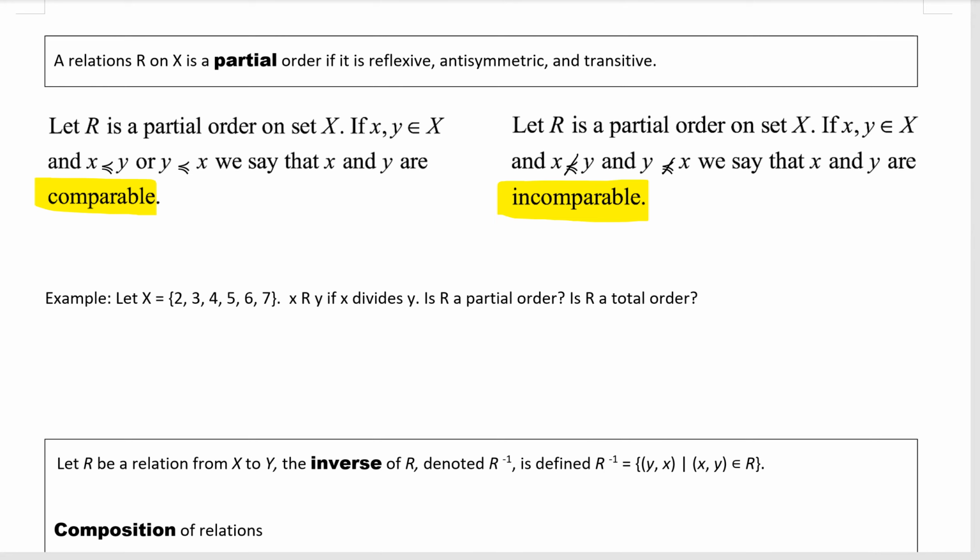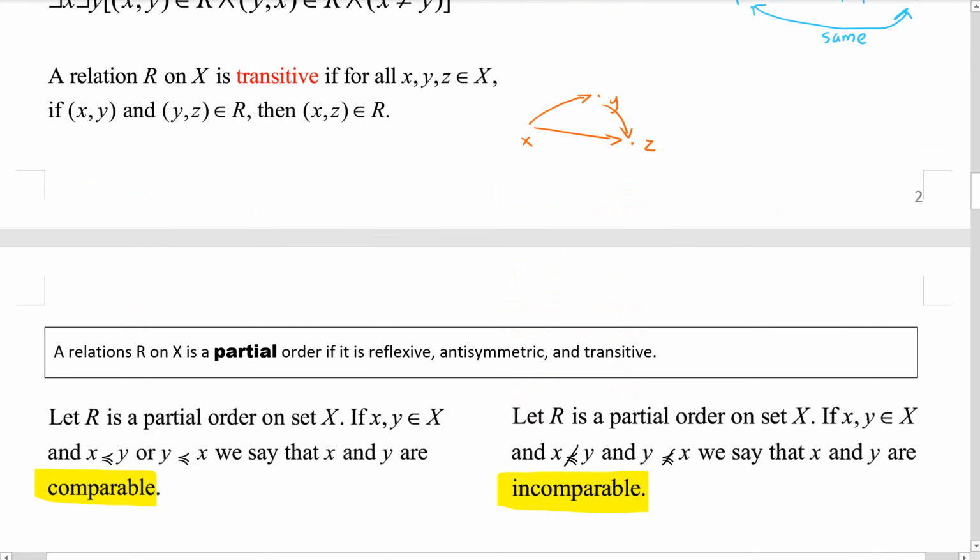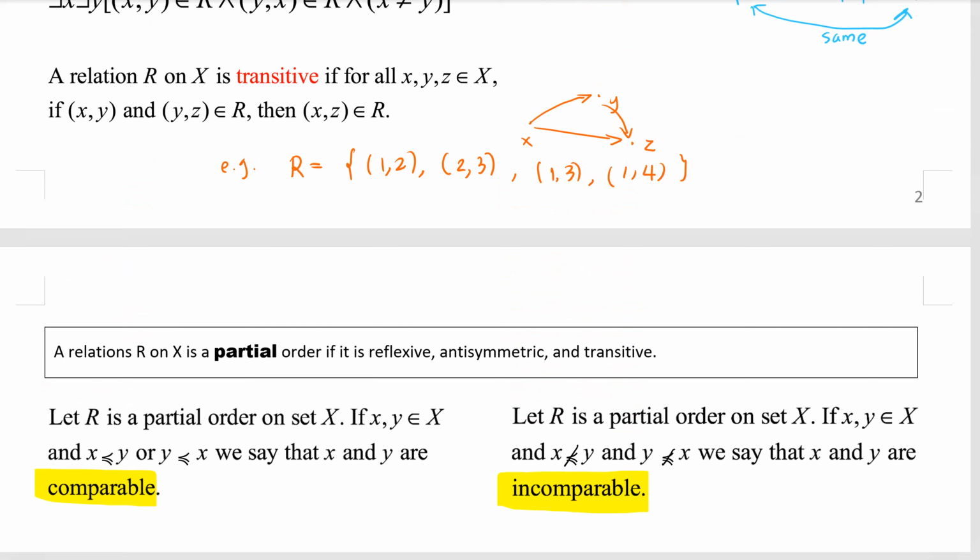Oh, I forgot to give you a transitive example. Let me give you a transitive example. R is, let's say, (1, 2) and (2, 3). So if (1, 2) and (2, 3) are in there, then we must have (1, 3). Or we can also have (1, 4). So this is the example. Okay, so let's continue.